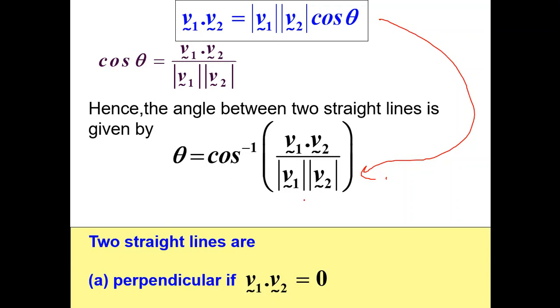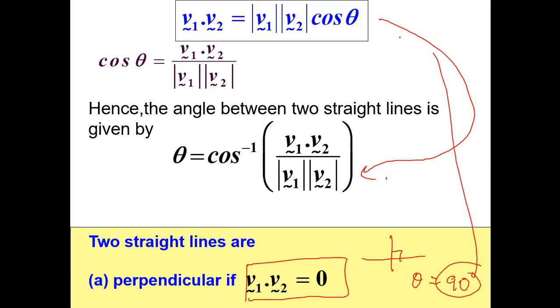And we can say that the two straight lines are perpendicular when v1 dot v2 equals 0. Why 0? Because perpendicular means that theta is equal to 90, and substituting cos 90 is equal to 0. Then we get the statement: perpendicular. Think about this formula, vector a dot b is equal to 0.